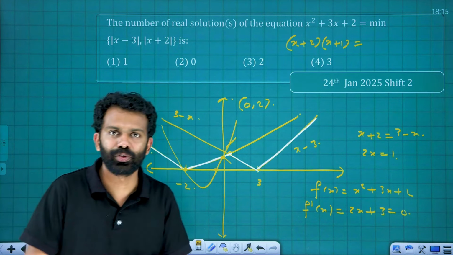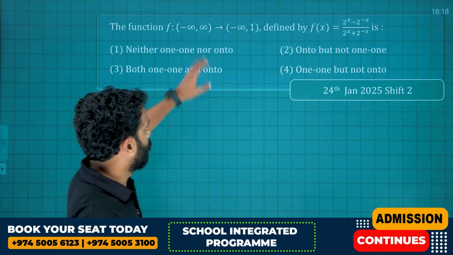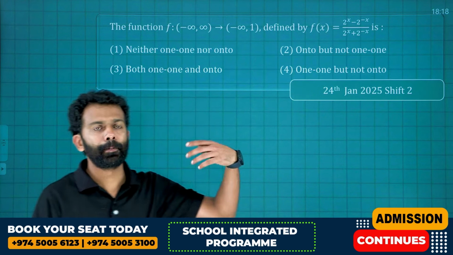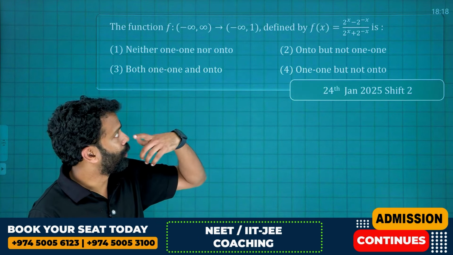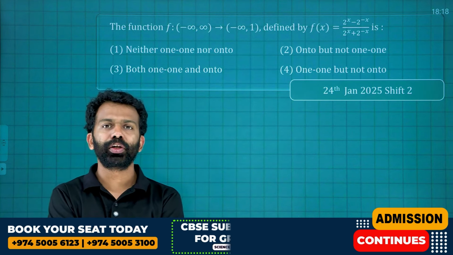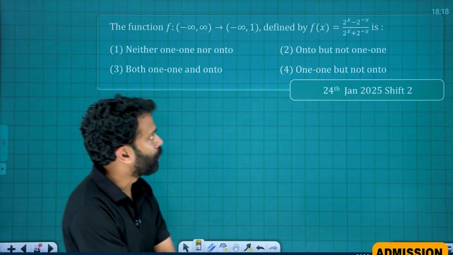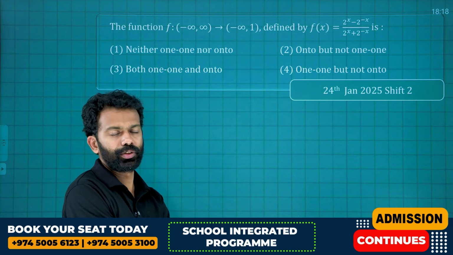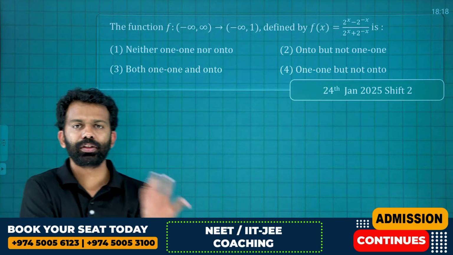Let's move to the next question. A function is given, the domain is real numbers and the codomain is from -1 to 1, given by f of x is equal to 2 raised to x minus 2 raised to minus x divided by 2 raised to x plus 2 raised to minus x. We need to identify whether the function is injective or surjective or like that.